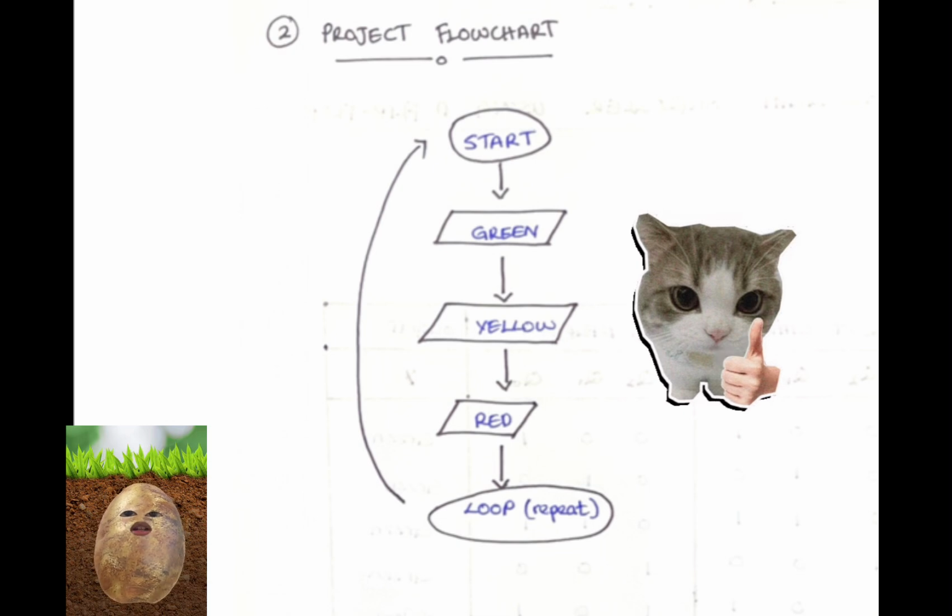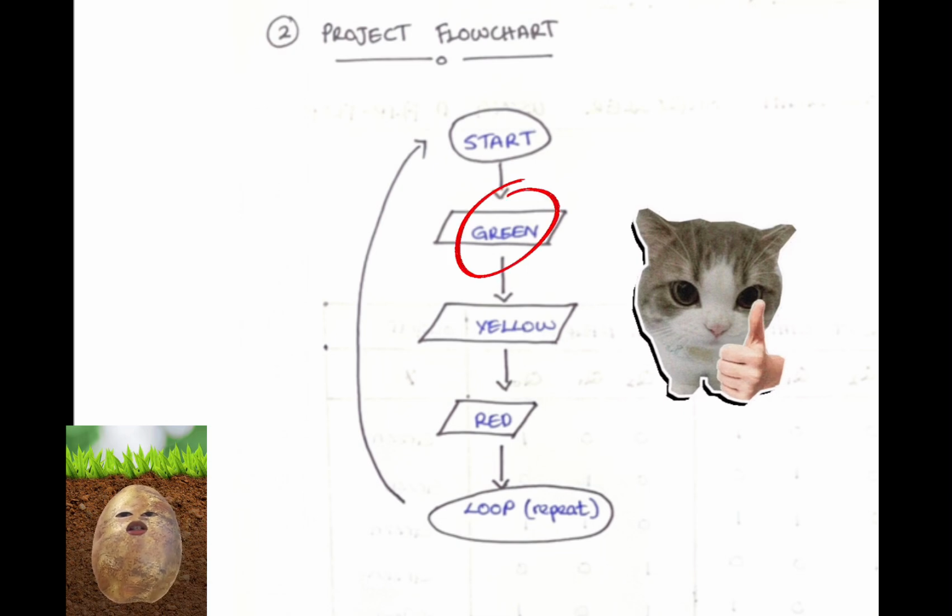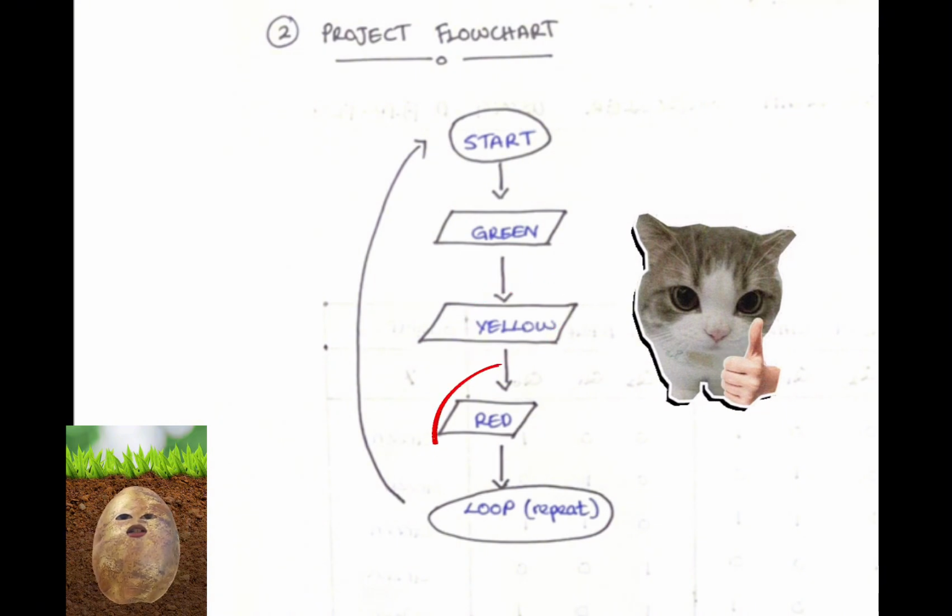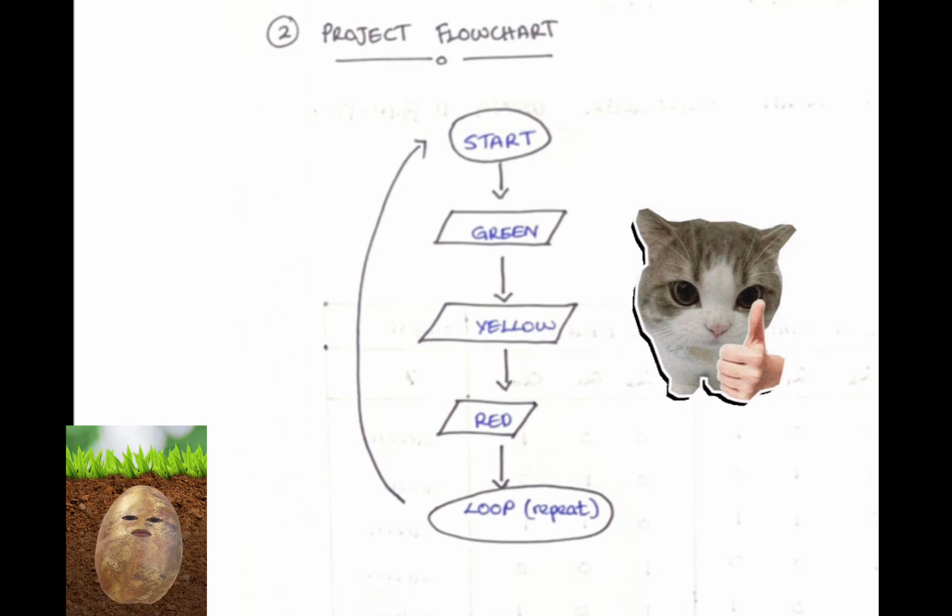The system starts with the green light, which allows vehicles to move after a certain period of time. The light changes to yellow to warn the driver that the signal will change soon. Finally, the light turns red, which means vehicles must stop. After the red light, the cycle repeats, starting again from green.